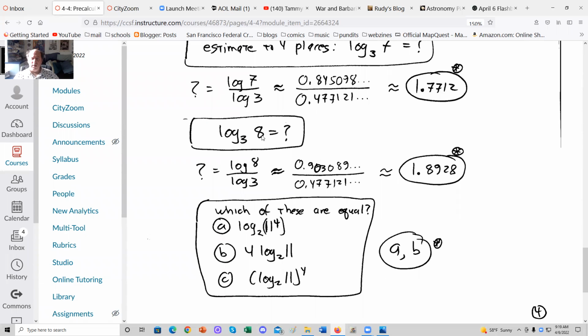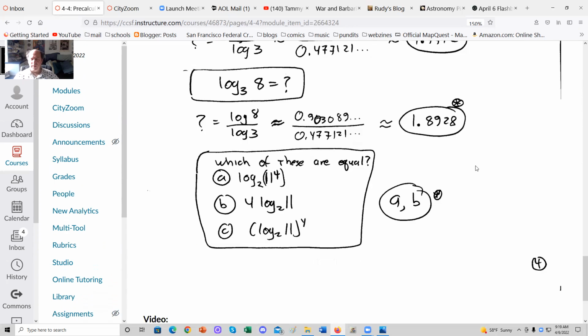Here, log base 3 of 8 is log 8 over log 3. That's 0.9030989 all over 0.477121. And this is 1.8928 to 4 decimal places.